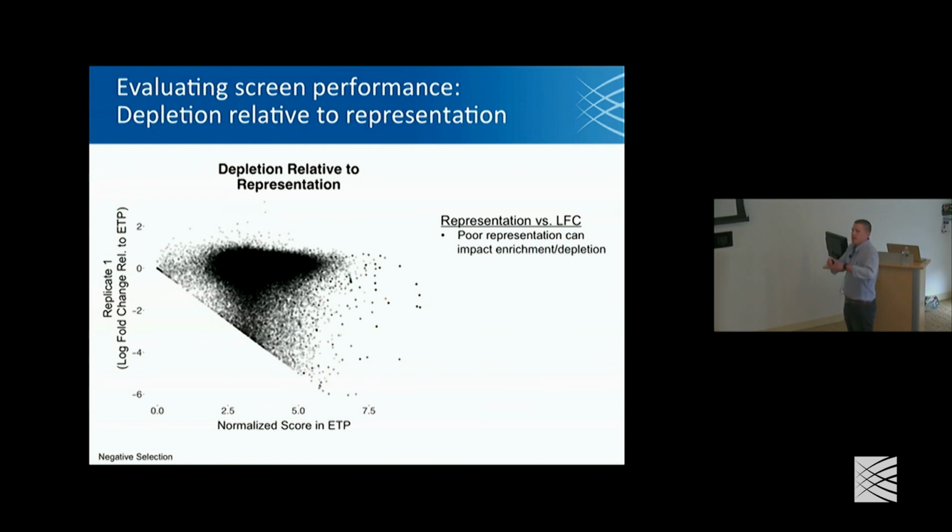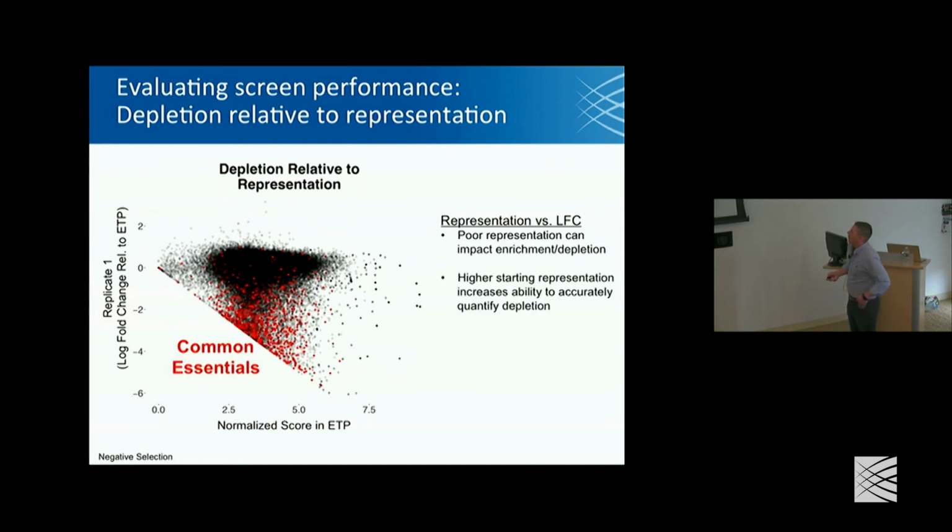And also, think about something going from 10 reads in your starting point to 1 read at the end point. It's a big change versus 1,000 reads in your beginning point and 990 in your end point. It's actually not that big of a change, even though it's the same difference in read counts. So higher starting representations can increase your ability to accurately quantify depletion. So you'll see here again coloring the common essentials. They're depleted here, and you can see they were pretty high abundance in the starting library, so we can be confident that the depletions are actually real. Okay. Any questions?